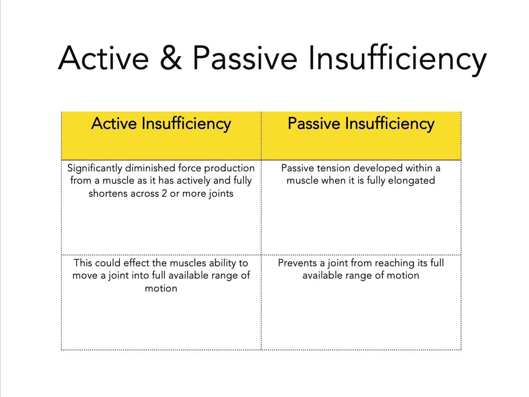So here's a side-by-side comparison of active and passive insufficiency. Active insufficiency significantly diminishes force production from a muscle as it has actively and fully shortened across two or more joints. This could affect the muscle's ability to move a joint into full available range of motion. Passive insufficiency is the passive tension developed within a muscle when it's fully elongated. It prevents a joint from reaching its full available range of motion.